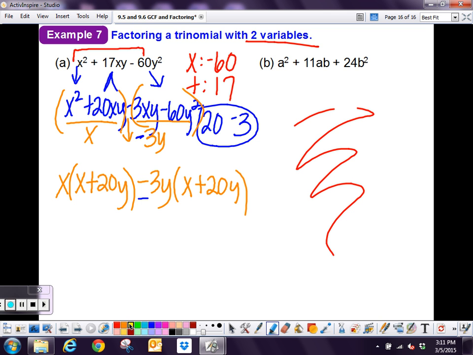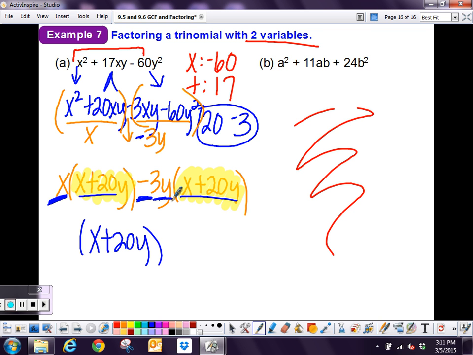Okay, notice here that our two groups, guess what? They're the same, again. Same thing goes on these. These have to be the same. So I'm going to write that down once. X plus 20y. And then what are we left with? X minus 3y. Okay, and there we go.